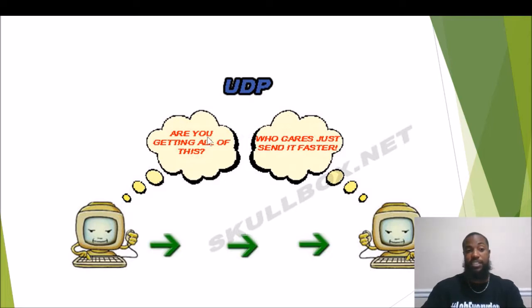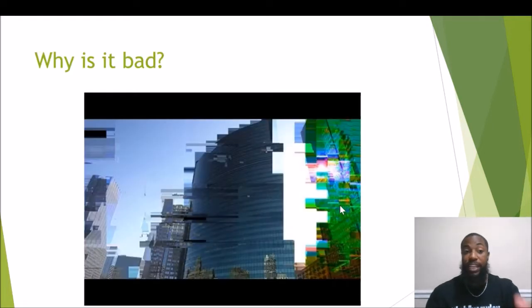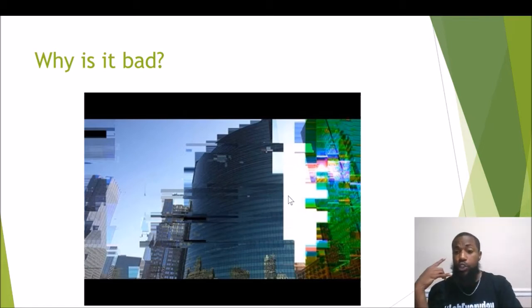That's why you see in this slide right here, he says, are you getting all this traffic? Who cares? Just send it faster. When it's going too fast for the receiving end, this guy right here, you get latency, and you get this jitter right here. So when you have video applications, your jitter and loss start to look like this right here. That's latency.